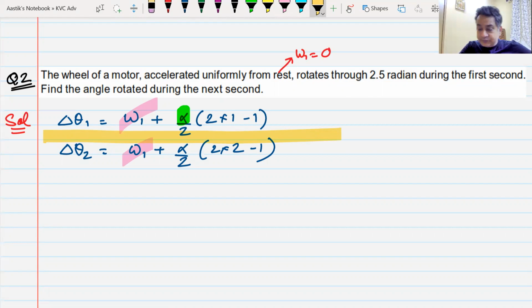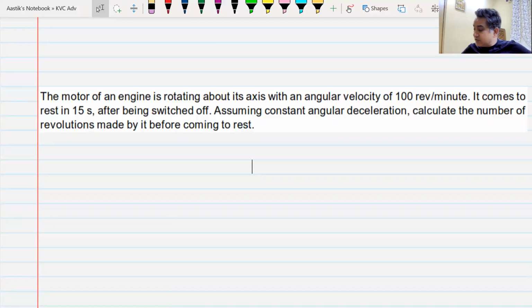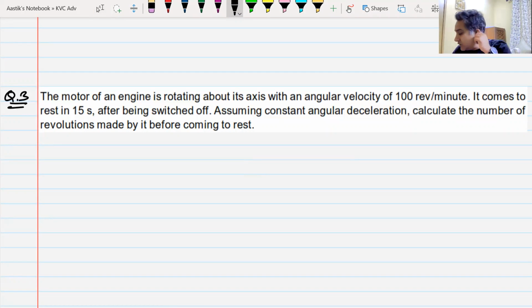So this one: the motor of an engine is rotating about an axis with an angular velocity of 100 revolution per minute. It comes to rest in 15 seconds after being switched off. Assuming constant angular deceleration, calculate the number of revolutions made by it before coming to rest. You have 2 minutes to do this.